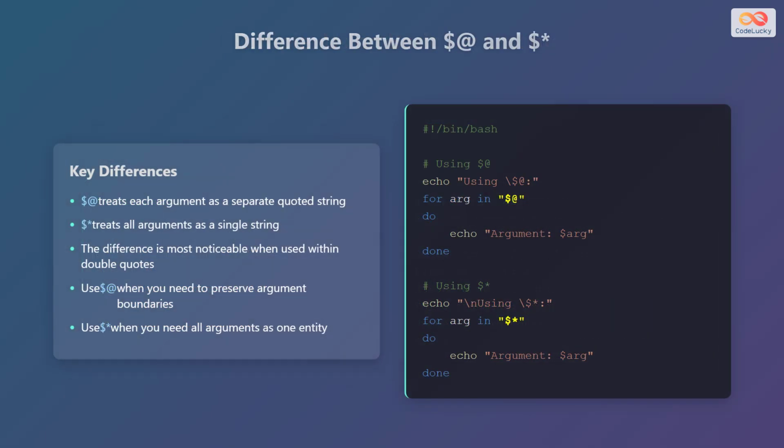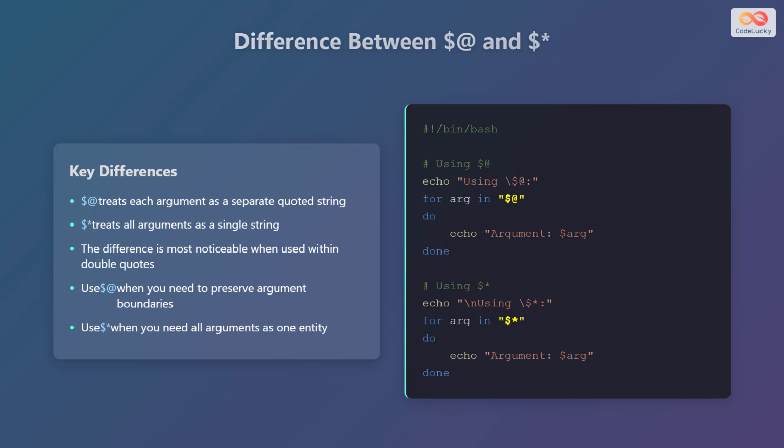The variables $@ and $* are used to access all command line arguments, but they handle them differently. $@ treats each argument as a separate quoted string, preserving the argument boundaries. $*, on the other hand, treats all arguments as a single string. The difference becomes noticeable when used within double quotes. It's recommended to use $@ when you need to preserve the argument boundaries and $* when you need all arguments as one entity. Here's a script to illustrate this difference.